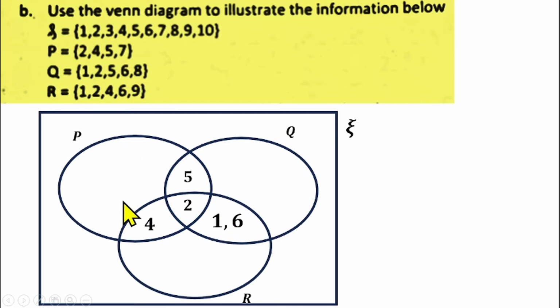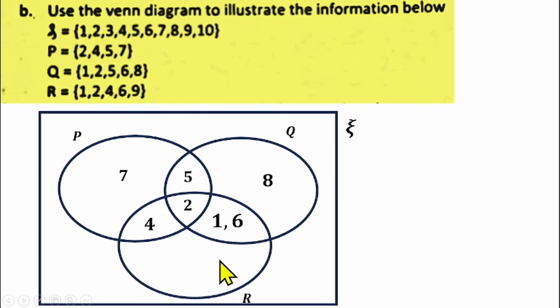So the only thing we need to get now is the element in set P only. So you have already taken 2, already taken 4, already taken 5. So the only thing that is left is 7. So that means there is 7 here. 7 will be at this point, which is representing the element in set P only. Then we need to get element in set Q only. You have taken 1, you have taken 2, you have taken 5, you have taken 6. The only thing that is left is 8. So there will be 8 in set Q only.